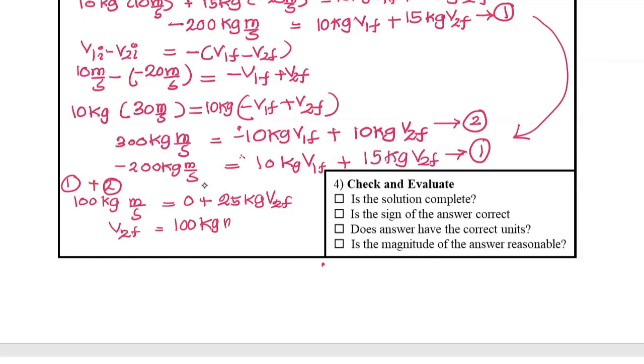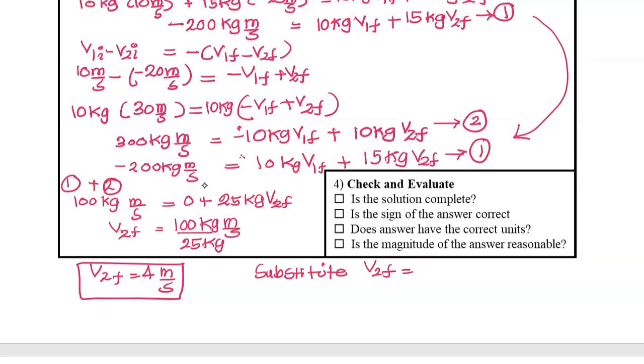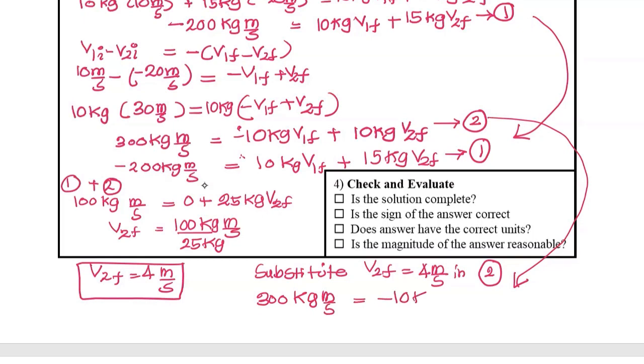300 kilogram meters per second minus 200 kilogram meters per second, I got 100 kilogram meters per second. Divide that by 25 kilograms, and I end up getting 4 meters per second for the final velocity of the second object. And I'm going to substitute this value in the second equation. Once I do that, that would be 300 kilogram meters per second equals negative 10 kilograms V1 final plus 10 kilograms times 4 meters per second.